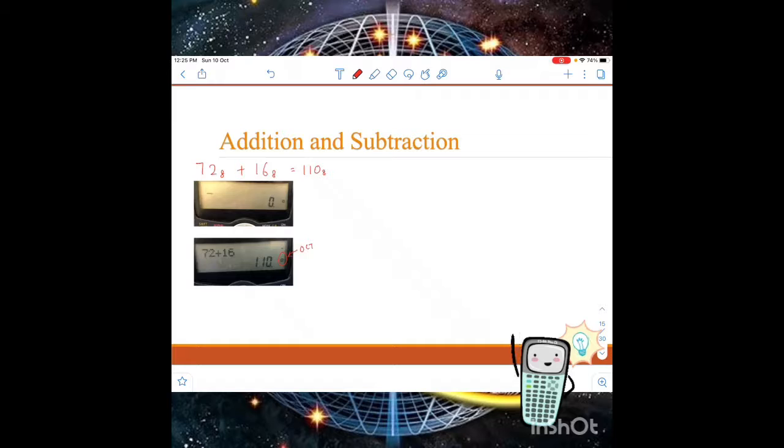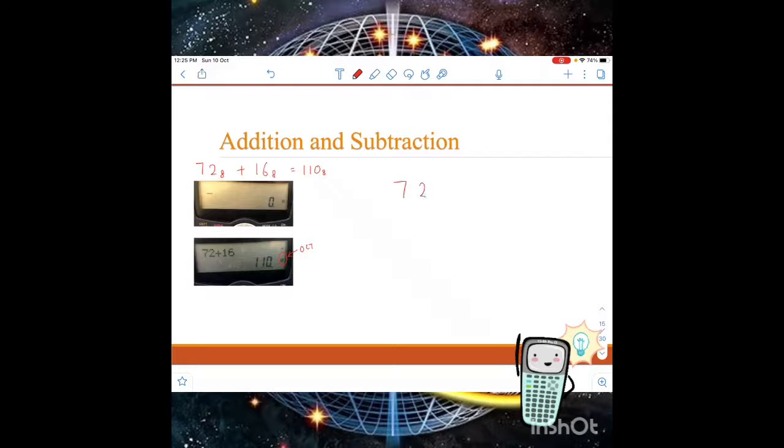Let's take this example which we have tried just now. 72 base 8 plus 16 base 8. How does this become 110 base 8? We want to understand what is happening during the additions of numbers of base 8. Then we can use the same ideas to perform the additions for numbers in other bases. Let's go.